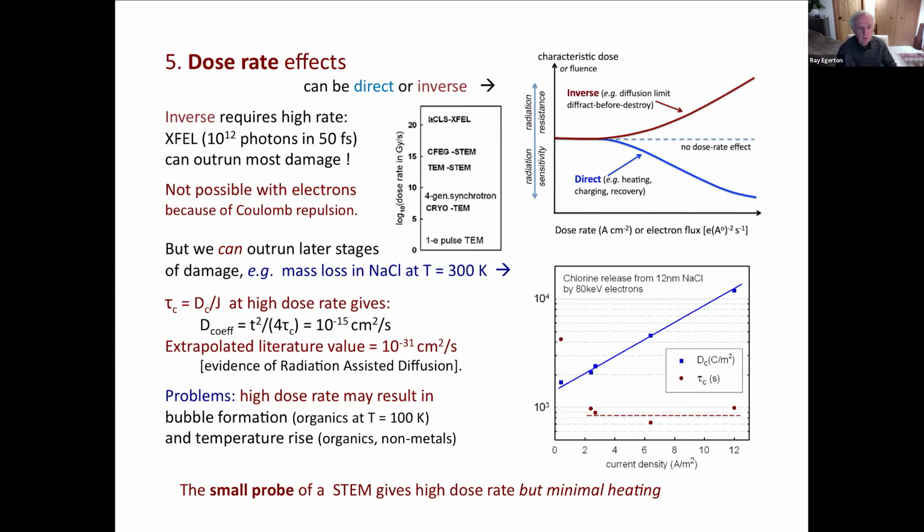Unfortunately, that's not going to happen with electrons. For one thing, our dose rates, even for a cold field emission gun, are a factor of 10 to the 5, 10 to the 6, lower than for the XFEL laser system. And one reason for that is that the electrons repel each other by Coulomb repulsion. And so we can't get anything like this number of electrons within a single pulse.